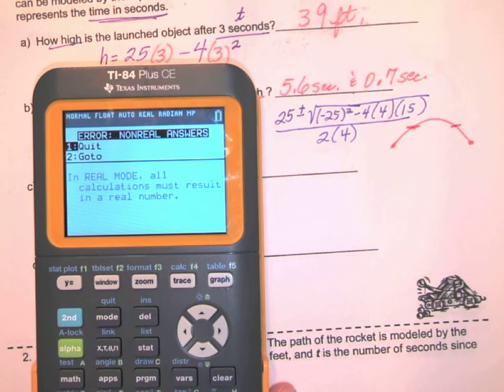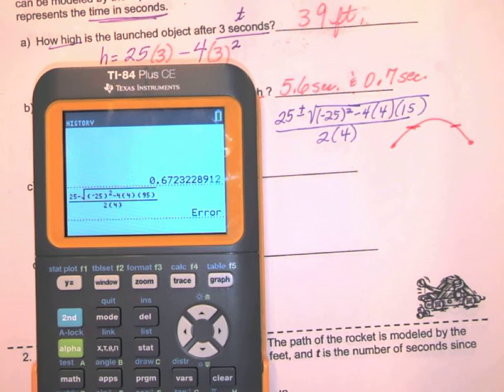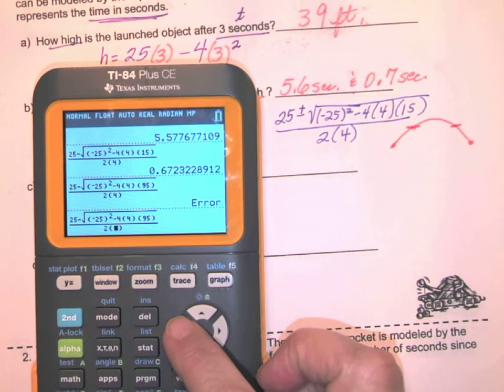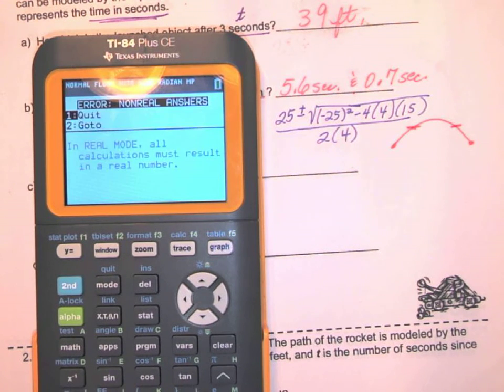Hit enter. Oh my goodness, Mrs. Jones, why did I get an error? Well, I don't know. Let's go back and copy it again. Actually, I do know. I'm just kidding. And I'm going to go all the way back over here, and I'm going to change that to a plus sign. Oh, Mrs. Jones, I got an error again.